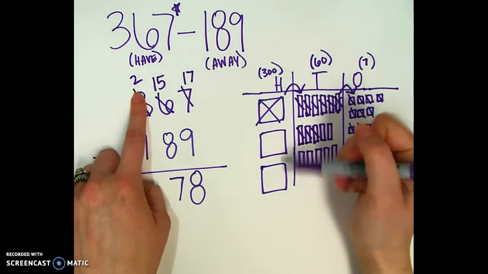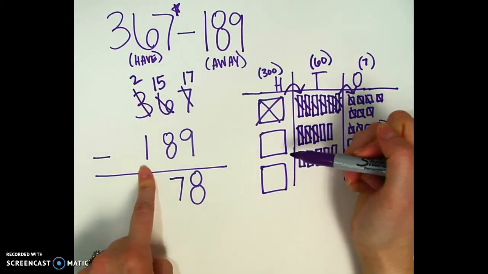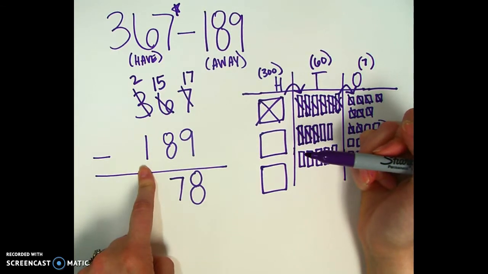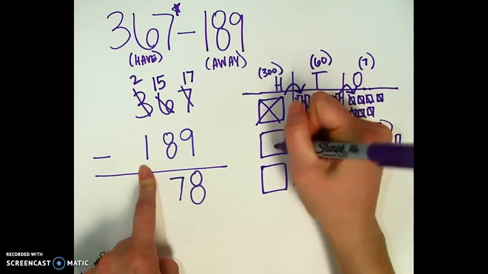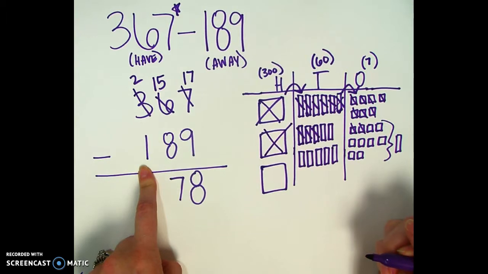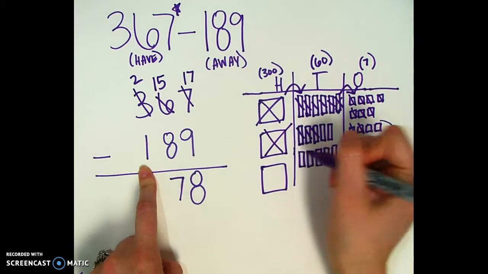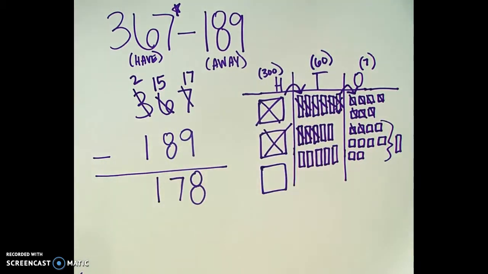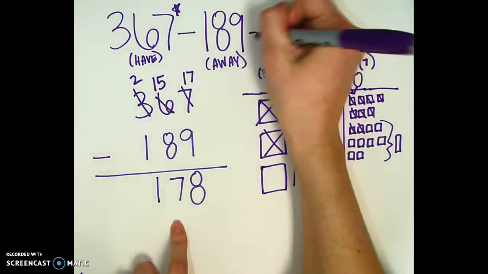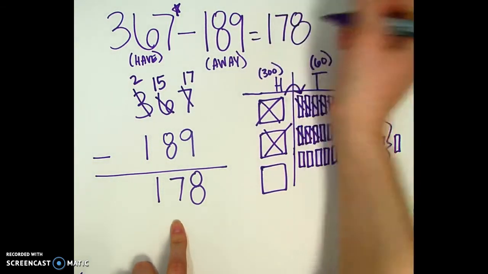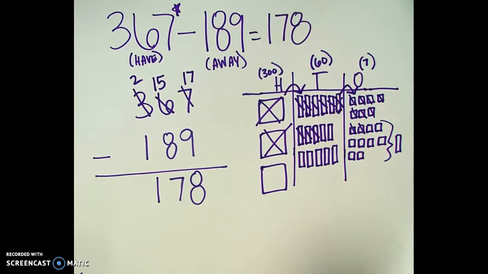Now, I have 2, and I want to take 1 away. Do I need to borrow? No, I don't have to borrow. I have 1 I can take away. There it is. Boom, gone. 2 minus 1 is 1. So, 367 take away 189 is 178. So we think our answer is 178. Is there any way we could check it? Sure, we can work backwards.